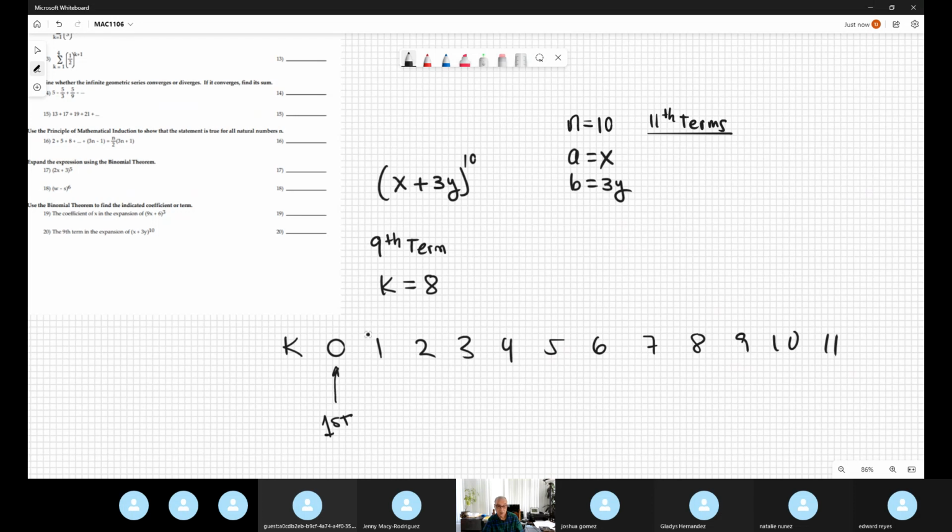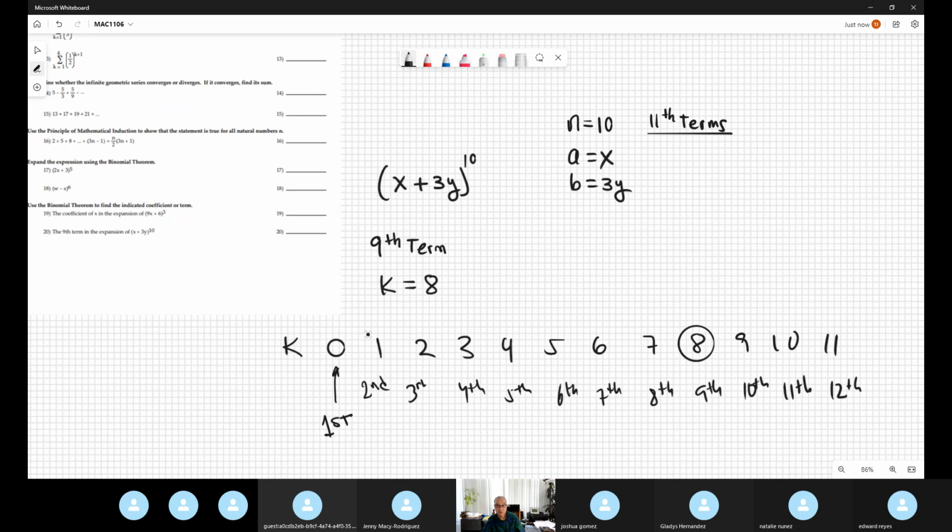Second, so now if you want the position 9, it's the first, second, third, fourth, fifth, and so on, 6, 7, 8, 9. So k is 8. Do you see? Actually, we have 11 terms, but in the position 9, k is 8. Now, this is the only difference.